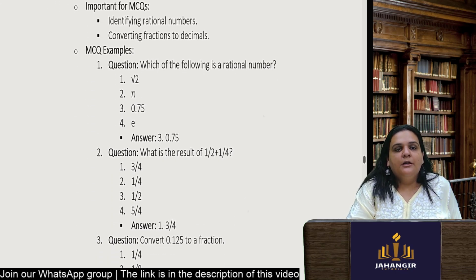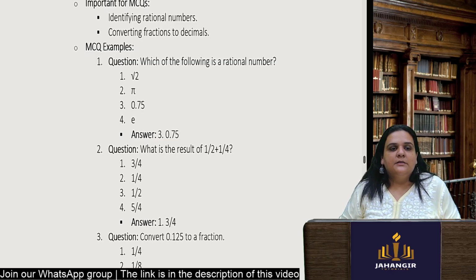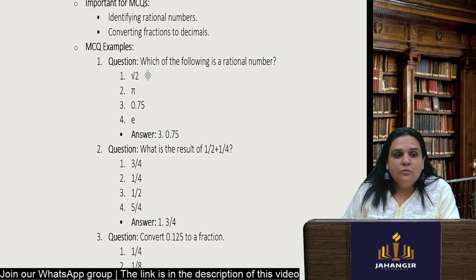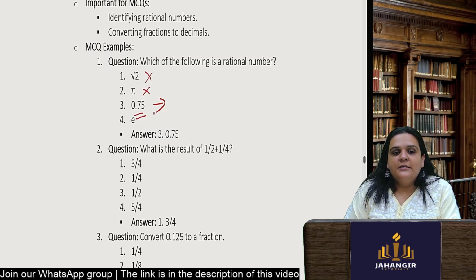Now certain important MCQs for rational numbers. Which of the following is a rational number? Square root of 2? No. Pi is also no. 0.75, this can be written into a fraction. In decimals it is written, no. So, it is a terminating decimal. 0.75 is a rational number. E is not a number.